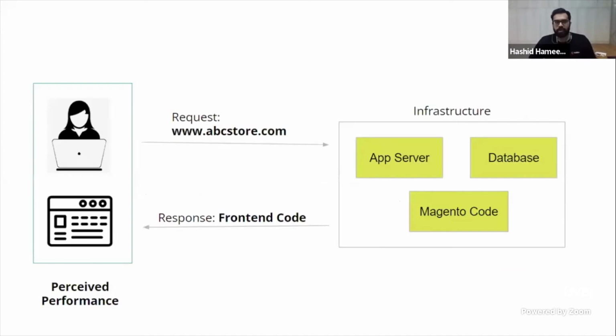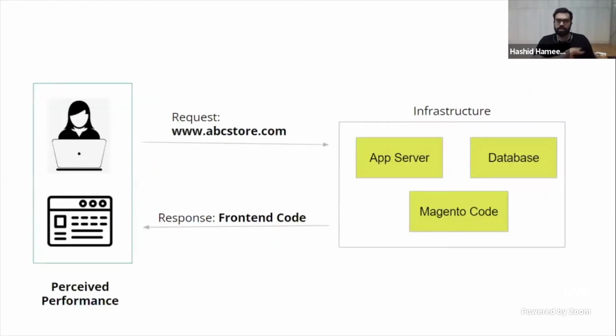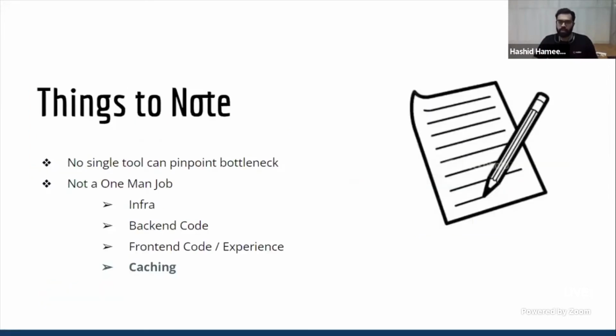So let's go forward. The important thing to note here is that no single tool can pinpoint the bottleneck, because this is spread across different areas. There is the user's browser, there is infrastructure, there is Magento code, there is the DB, and there is front-end code in the browser. These are happening in different areas, so one tool cannot actually pinpoint the bottleneck.